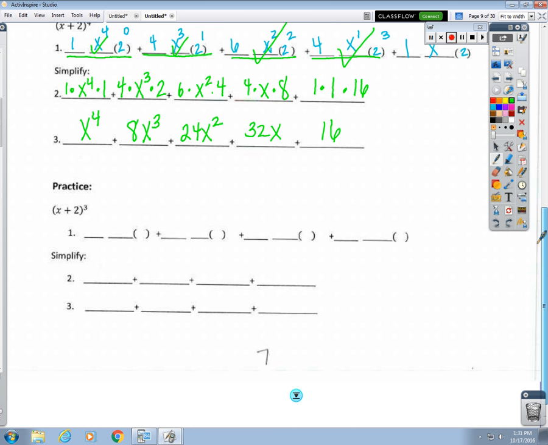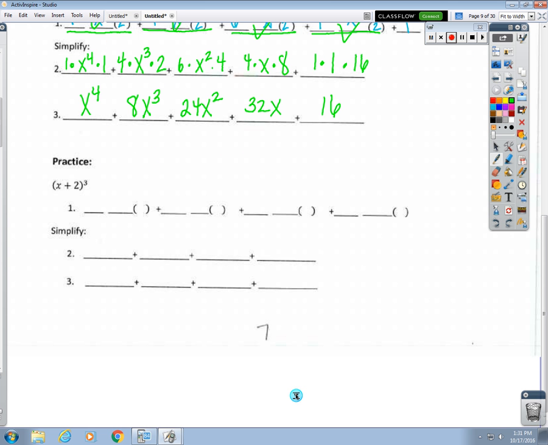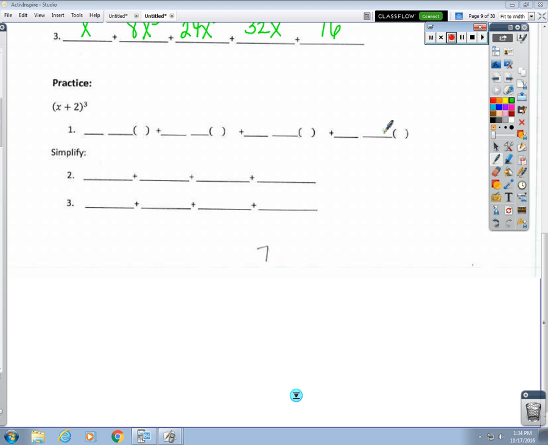Okay, I want you to go ahead and try this one completely by yourself. X plus 2 cubed. Okay, guys, let me go over this one. Shh. The first thing you should have done, shh, get quiet. Shh. Since it's cubed, your coefficients will be 1, 3, 3, 1. Then you bring down the x on each term and the 2. X was first, so it starts out cubed, and then it descends. And then 2 does the opposite.